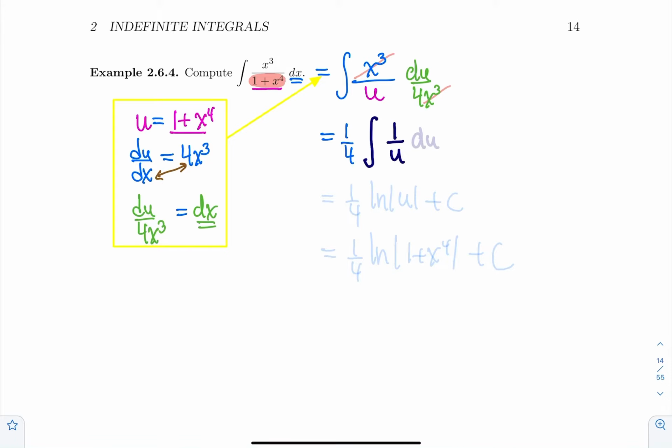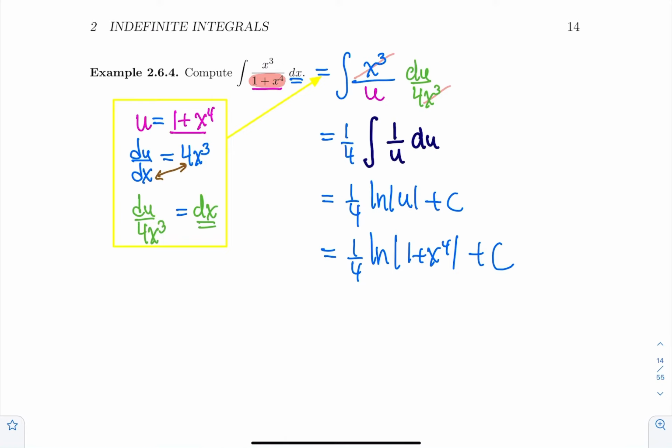And now, this is nice. 1 over u du, that's a basic integral with respect to u, since the integral of 1 over x is ln of absolute value of x plus c. When you integrate 1 over u du, you get the ln of absolute value of u plus c. And then the last step is always the same. Just replace u by the original equation. So you get 1/4 ln of absolute value of 1 plus x to the 4 plus c.